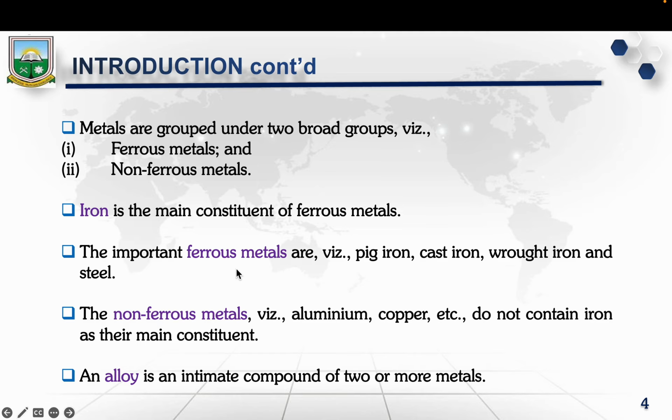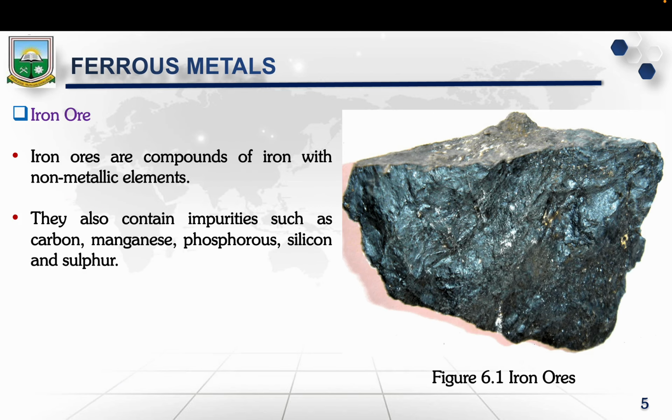Okay, so also the last thing is an alloy is a mixture of two or more metals. It's a compound that involves two or more different metals. So now let's look at iron. Okay, iron ore. So you're looking at ferrous metals.